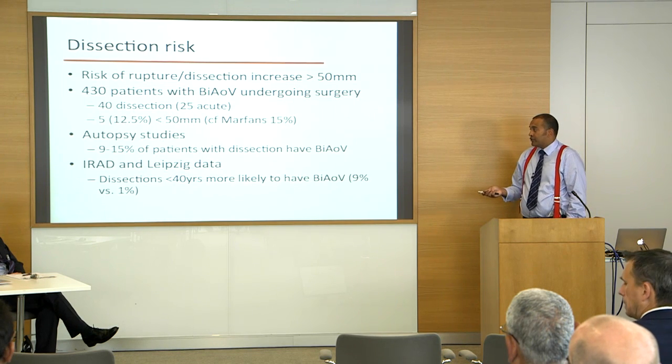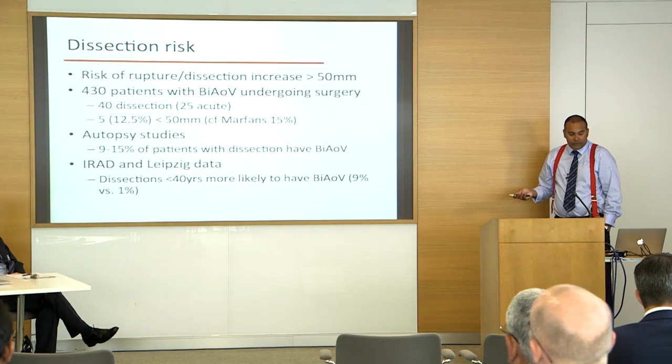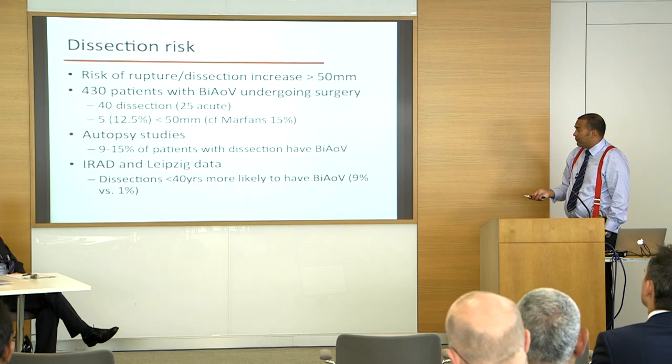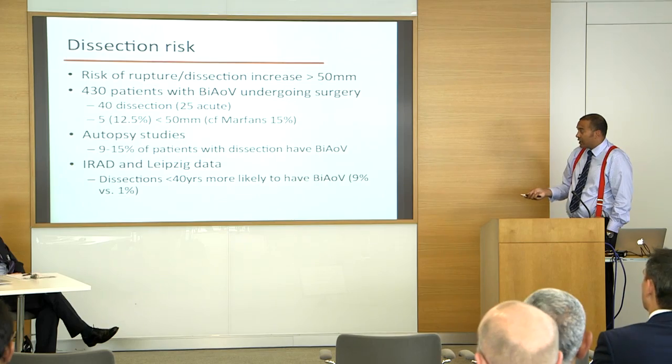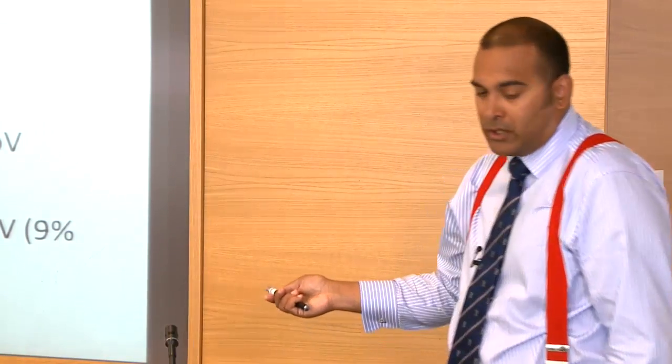And the IRAD data and the data from Leipzig show that in dissections under 40 years, the patients are more likely to have bicuspid valves, with 9% of those under 40 having a bicuspid valve compared with 1% in the older age groups.